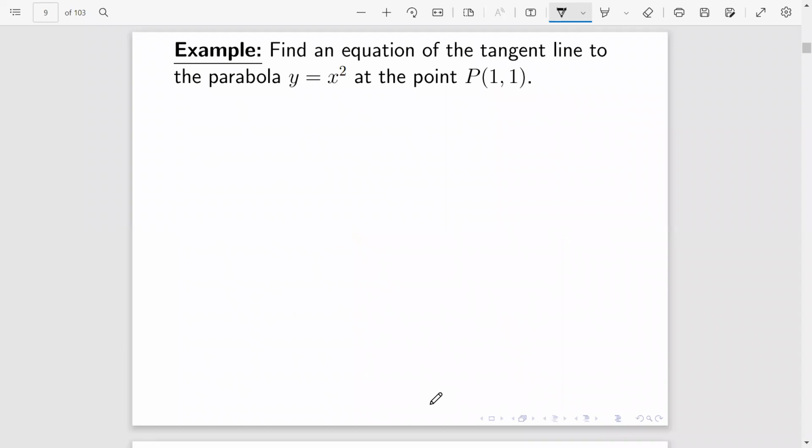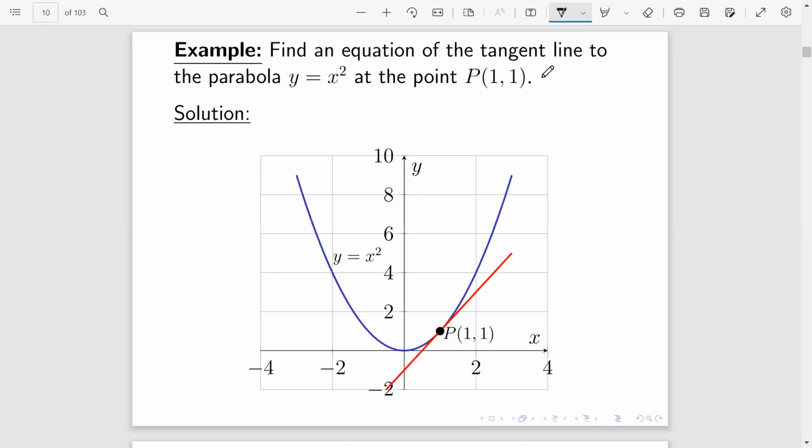So now, maybe let's take an example. We want to find the equation of a tangent line to the parabola y equals x squared, and we're given a point here. Remember that the equation of a tangent is y equals mx plus c. So we need to find our gradient. And as you can see, we've been given only one point here, so we don't have another point for us to calculate the gradient. So now we need to use limits.